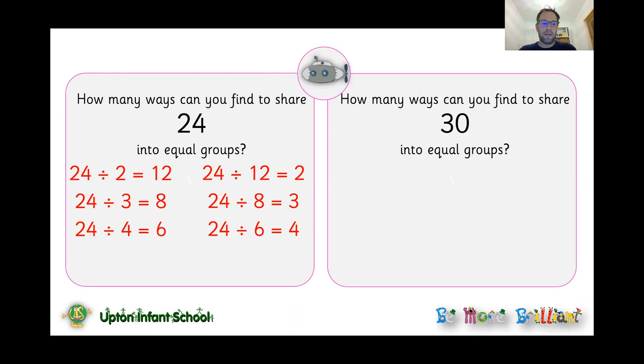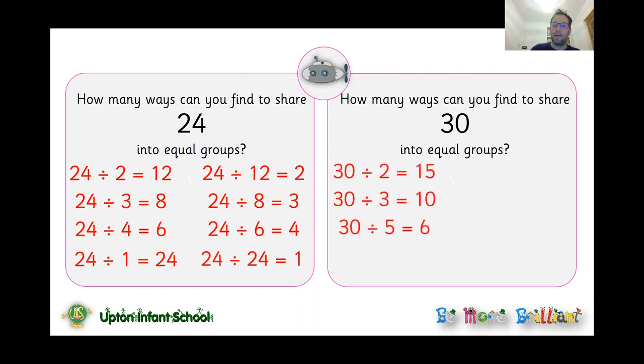Can you see they're the same numbers as our first set? But there are 2 more. The other 2 is 24 shared into 1 equal group. If you've only got 1 equal group, then they're all in it, and that's 24. Or I could share into 24 equal groups, and there would be 1 in each group. So there were actually 8 different ways there.